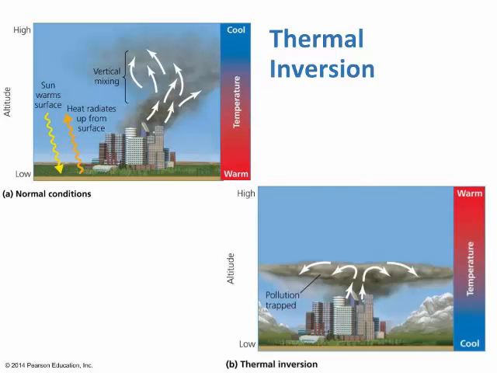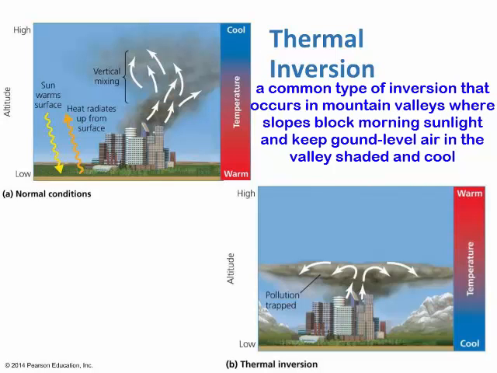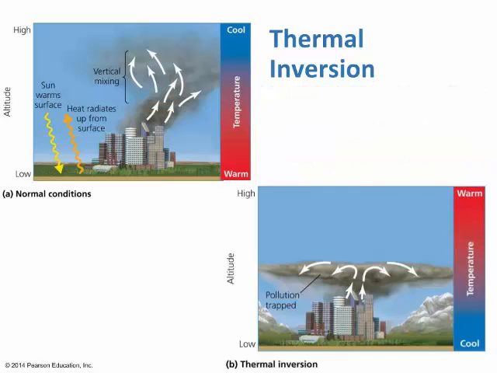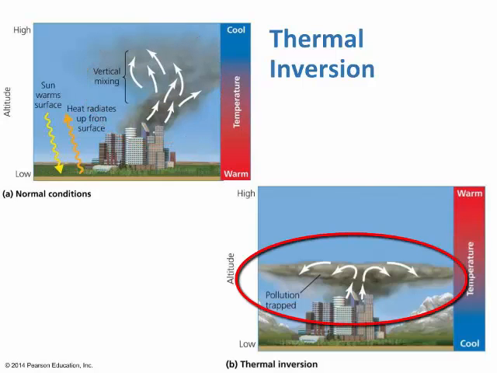Industrial smog can turn deadly when combined with thermal inversion. Thermal inversion is a common type of inversion that occurs in mountain valleys where slopes block morning sunlight and keep ground-level air in the valley shaded and cool. Because cooler air at the bottom of the inversion layer is denser than the warmer air above it, the air resists vertical mixing and remains stable. Vertical mixing is needed because it allows air pollution to be carried upward and diluted. Thermal inversion, however, traps pollutants near the ground.